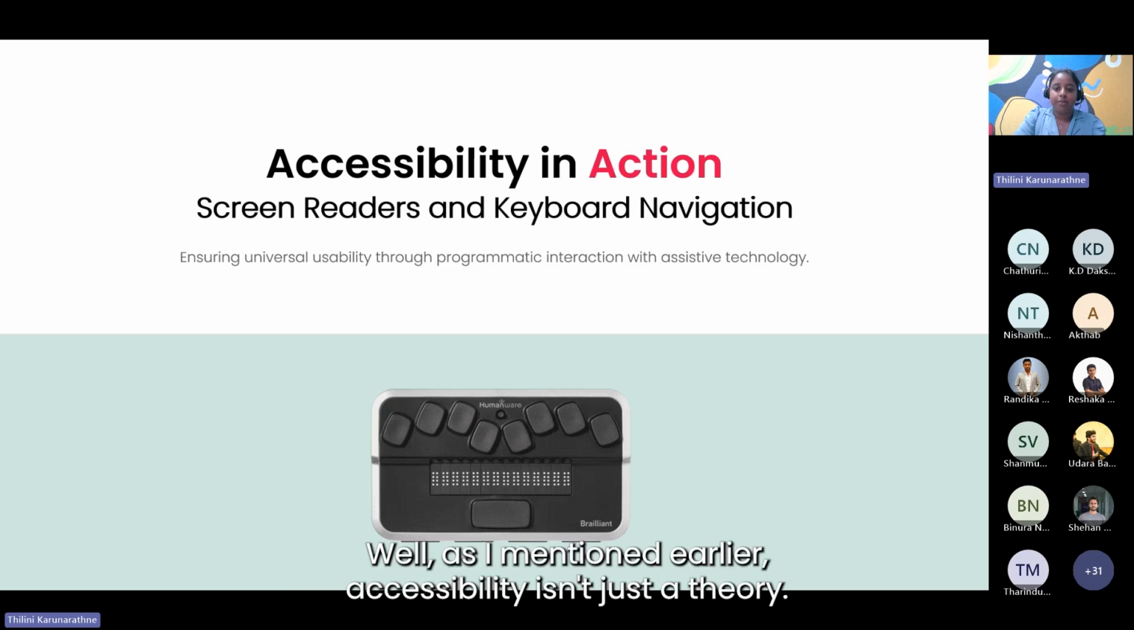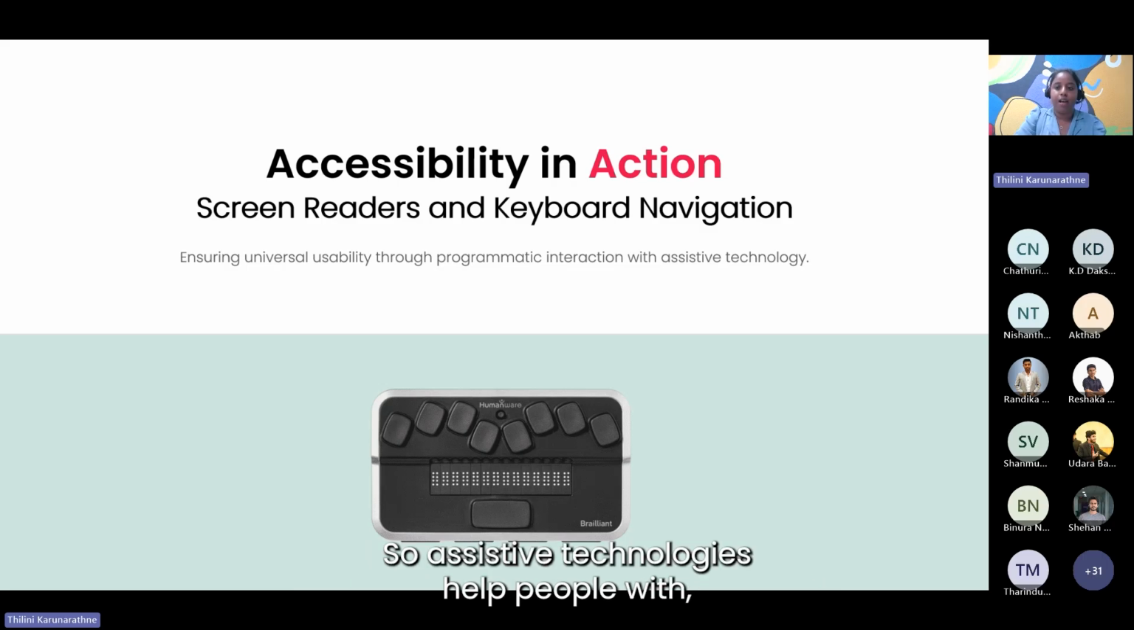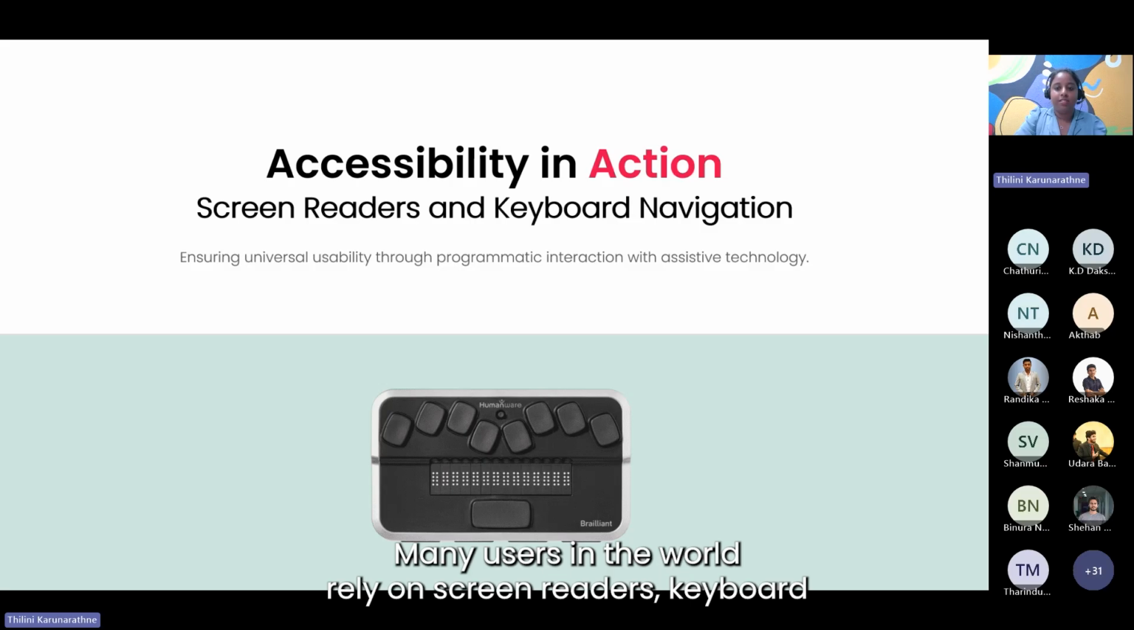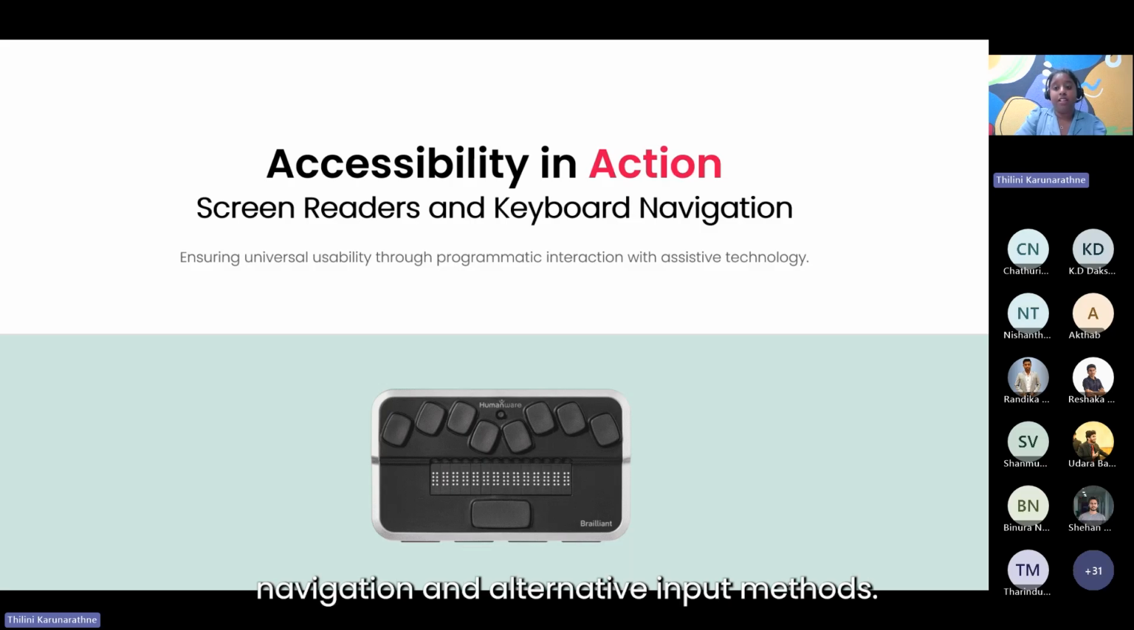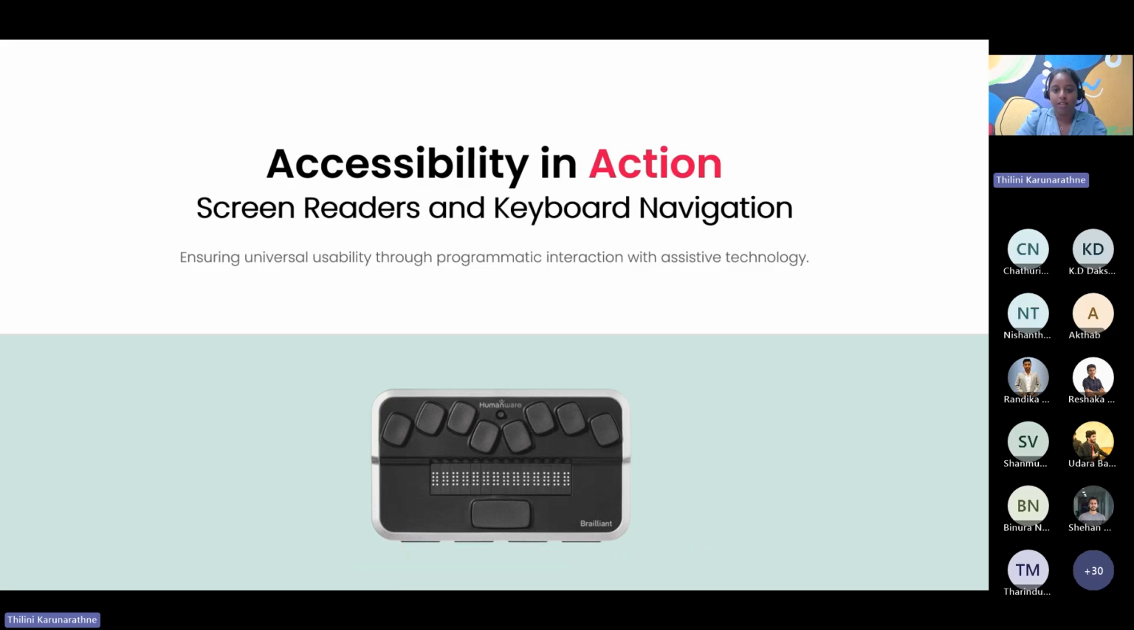As I mentioned earlier, accessibility isn't just a theory. It's about real people using real tools. Assistive technologies help people with disabilities to access digital content. Many users in the world rely on screen readers, keyboard navigation, and alternative input methods. Therefore, we need to make sure our applications support these technologies smoothly.